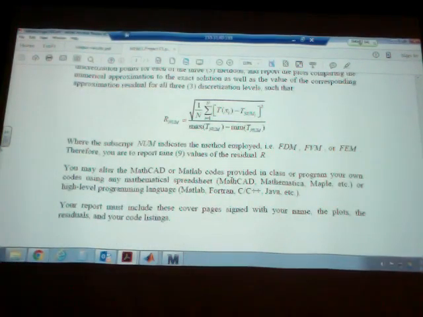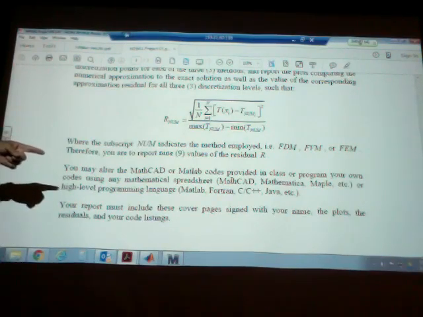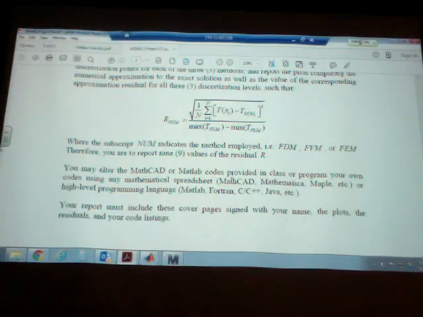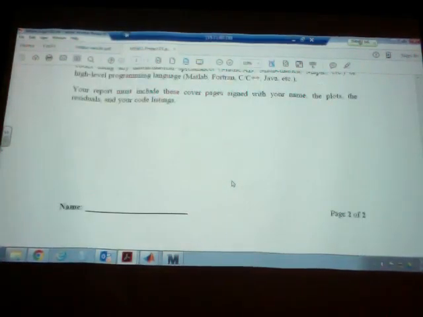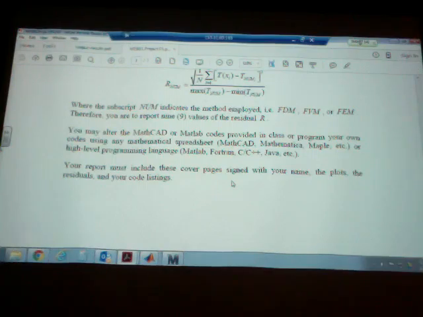You may alter the MathCAD or MATLAB codes provided in class, or program your own code using any mathematical spreadsheet, MathCAD, Mathematica, Maple, Excel, or high-level programming language, MATLAB, Fortran, C++, whatever you want. Your report must include these cover pages signed with your name, the plots, the residuals, and your code listings. That's all. It's due on Thursday of next week. So you have everything in hand to do it. Again, I'm going to do it in MATLAB on Thursday, which should give you another alternative to your solution.